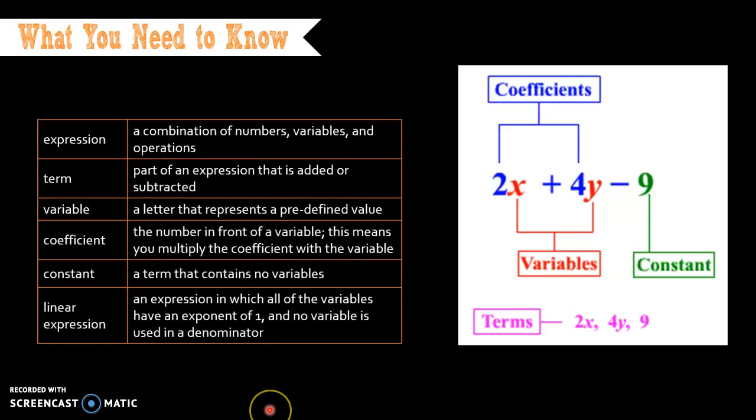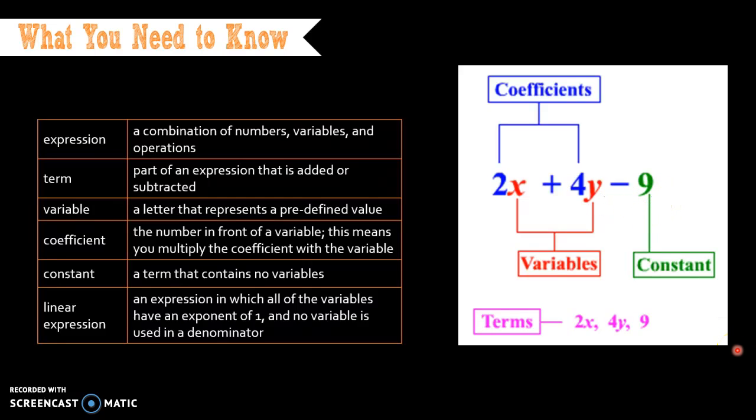And here is some more vocabulary. So the expressions are combinations of numbers, variables, and operations. Your terms are the individual parts of an expression that are added or subtracted, like the 2x, the 4y, and the 9.